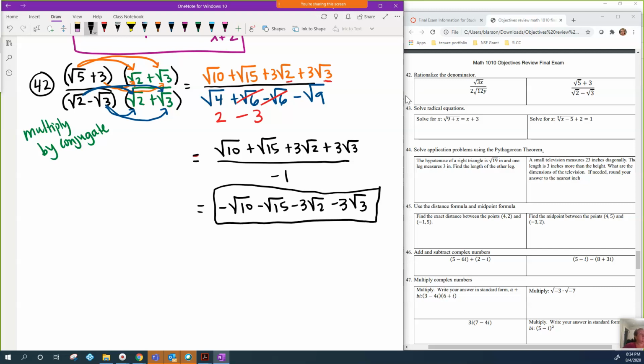Oftentimes there's going to be things that you can combine together, though. So make sure you're looking to see if there's anything you can combine together there.